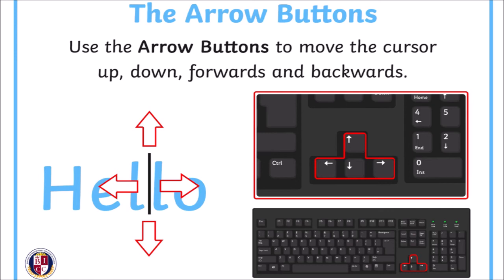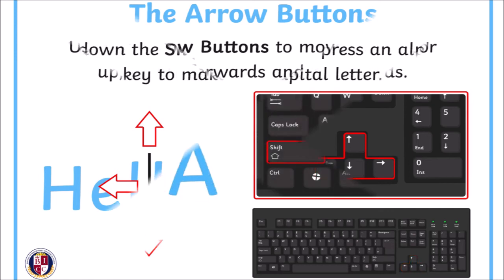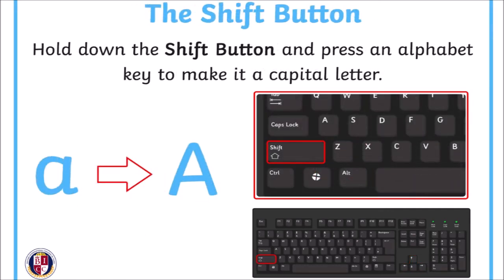As we said, we're gonna talk now about the shift button. Hold down the shift button and press an alphabet key to make it capital letter. For example, if you don't want to write a full word with capital letters, so instead of just clicking on caps lock every time, click shift with the letter that you want to make capitalized, then it's the only letter that's gonna be capitalized. That's all.